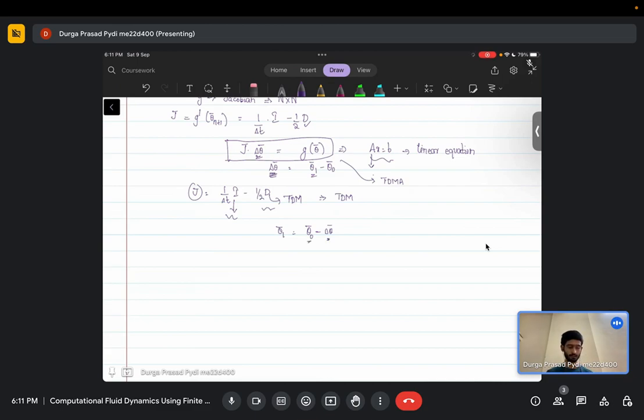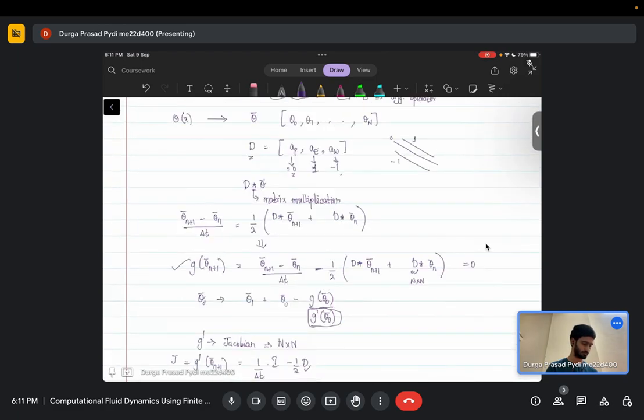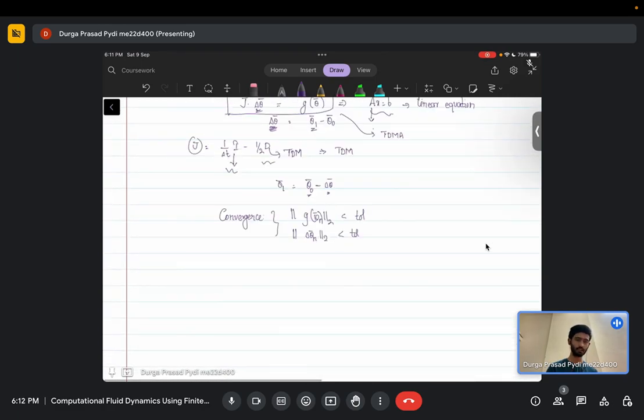Now you keep on iterating this till the norm, you can take an L2 norm, as your convergence criteria. So the convergence criteria can be written as the L2 norm of g of theta bar at whatever step n is within the tolerance, or you can also take it in terms of delta theta being less than some tolerance. This will be your convergence criteria. You can take any one of them or both of them. I think the idea is clear.